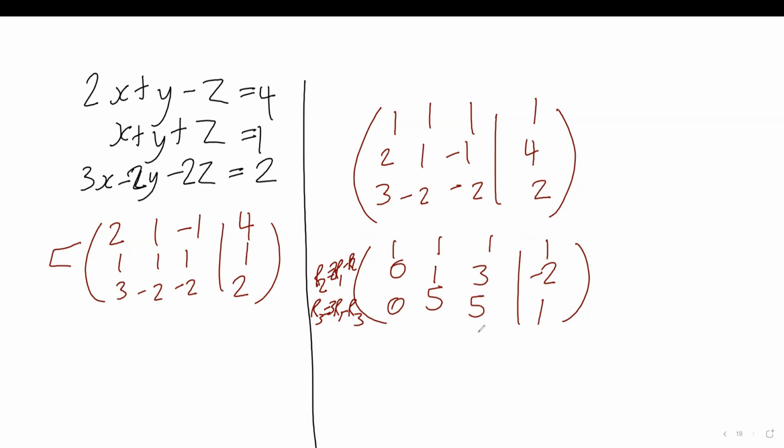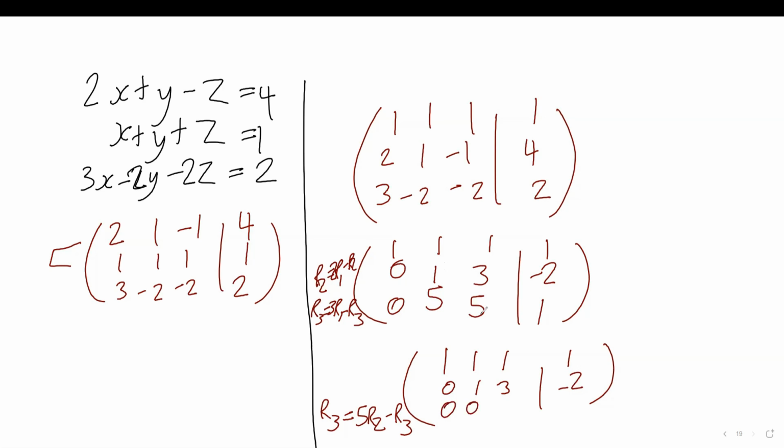3 minus 2 is 1. So now I need to augment one more time. 1, 1, 1, 1, 0, 1, 3, minus 2. Now row 3, I'm going to let it become 5 row 2 minus row 3. Now 0 minus 0 is 0. 5 minus 5 is 0. 5 times 3 is 15. 15 minus 5 is 10. And then 5 times minus 2 is minus 10. Minus 10 minus 1 is minus 11.